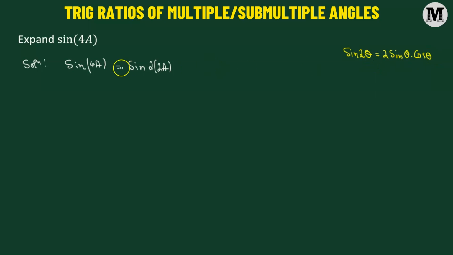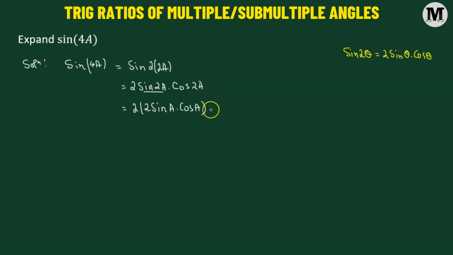Now in our case, theta is 2a, so that means we are going to get 2 times sine of angle 2a multiplied to cosine of angle 2a. Now again, we can expand sine of 2a, so that's going to give us 2 times sine of angle a multiplied to cosine of angle a. Now here we have cosine 2a.